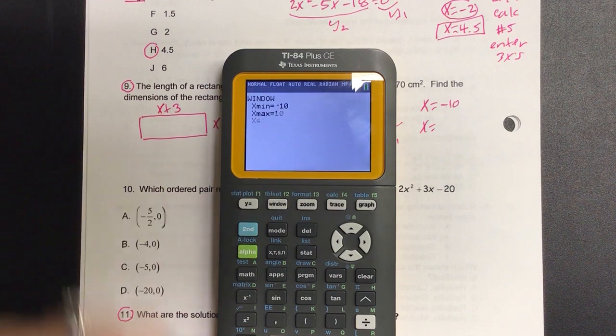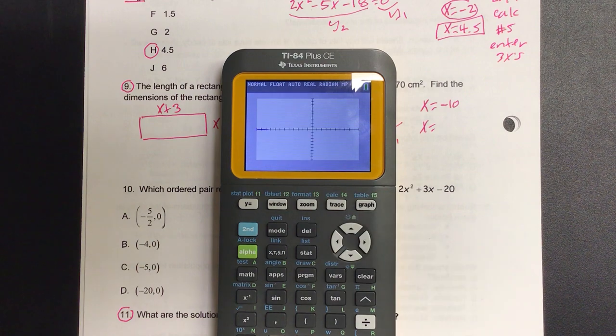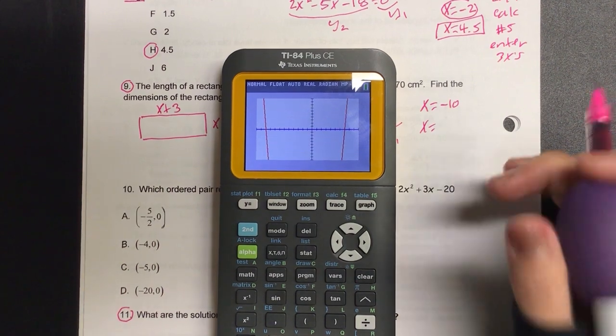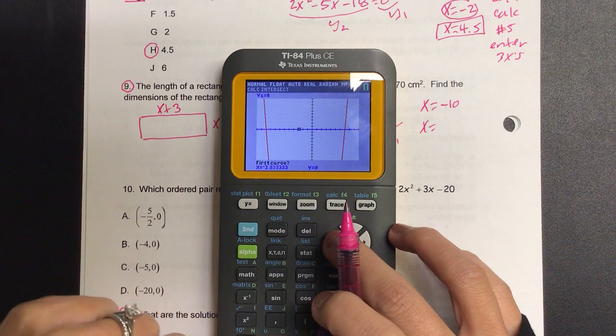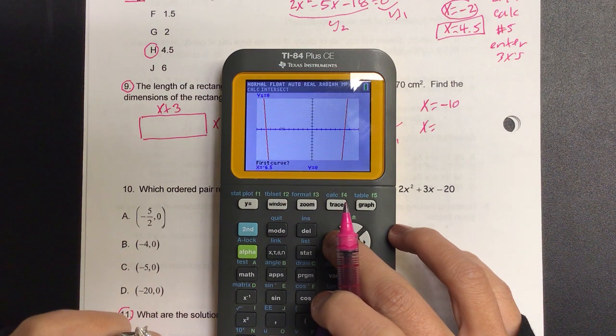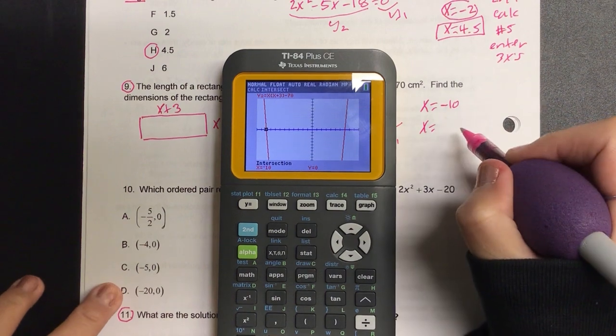So that's when you go to window. Because I want my x minimum to show more than negative 10, how about negative 12? Now go to graph. Then if I do second calc 5 and go to the far left, right here is good enough. It will calculate negative 10.